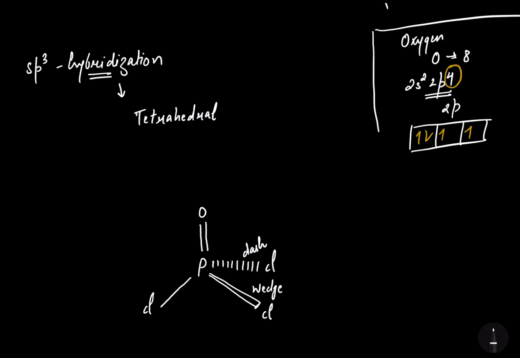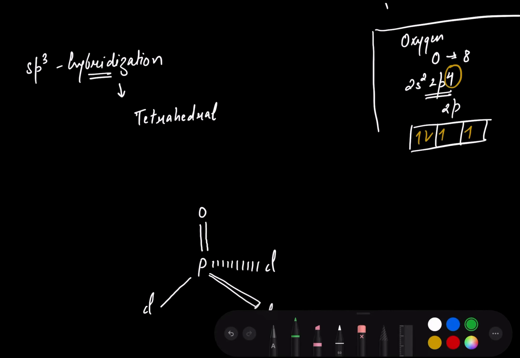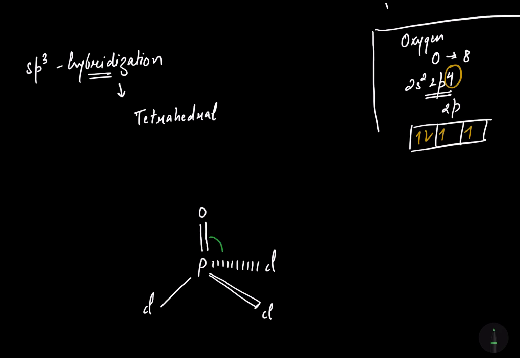Now I'm deleting this wedge and dash. I hope you understood, because I have to tell you one more concept. Let's take this angle to be theta 1 and this angle to be theta 2. We know that the normal tetrahedral angle is 109 degrees and 28 minutes. But in this case, theta 1 is greater than 109 degrees 28 minutes, but theta 2 is smaller than 109 degrees 28 minutes.